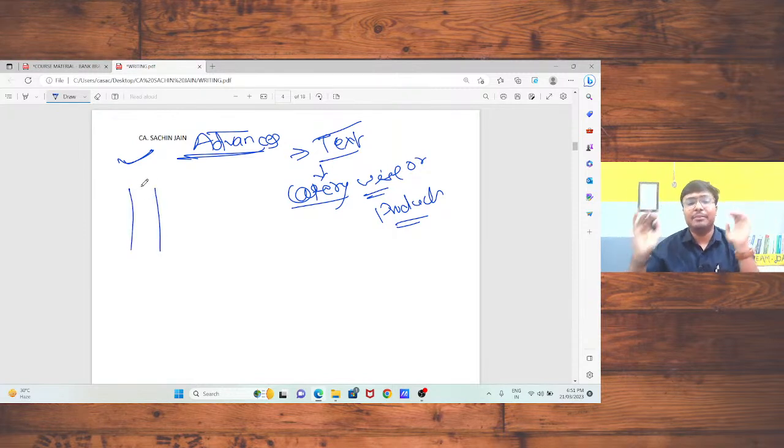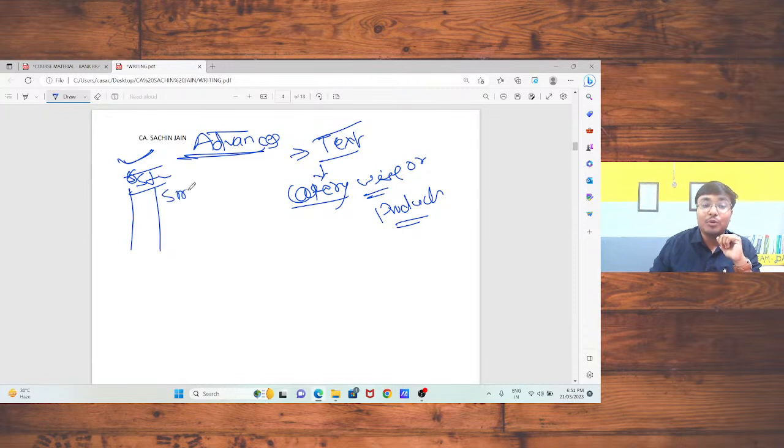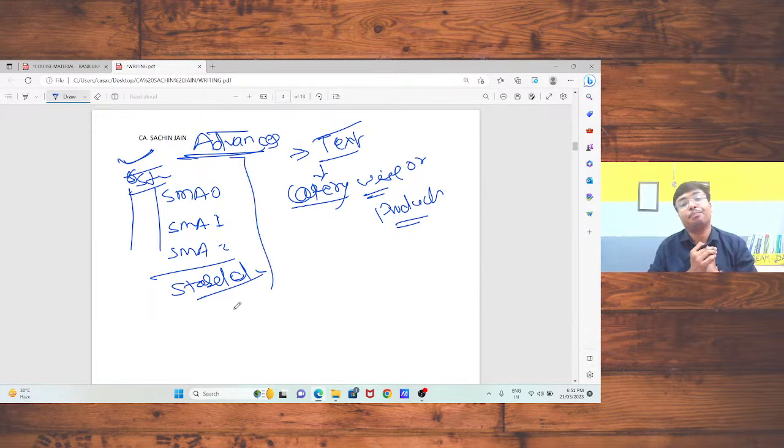In each and every CBS system you will find a status tab as well. In the status tab you can check SMA 0, SMA 1, SMA 2, and standard. You can check it too.